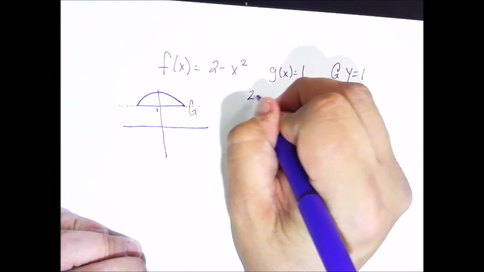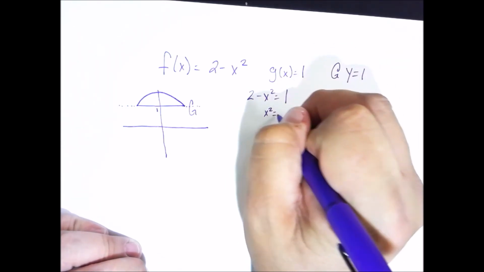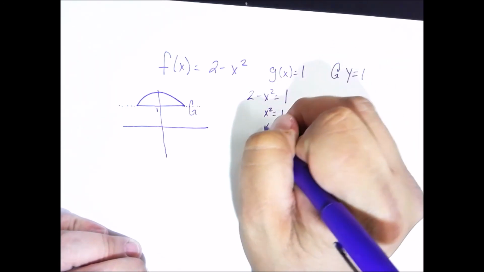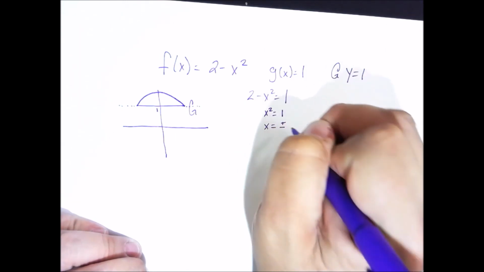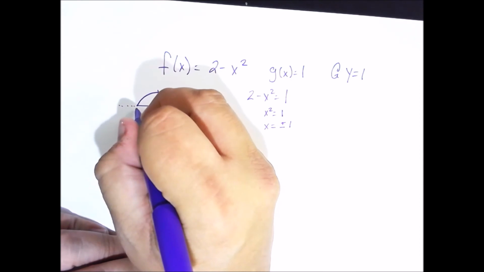Alright, integrate. So 2 minus x squared equals 1. So x squared equals 1. So x equals plus or minus 1.